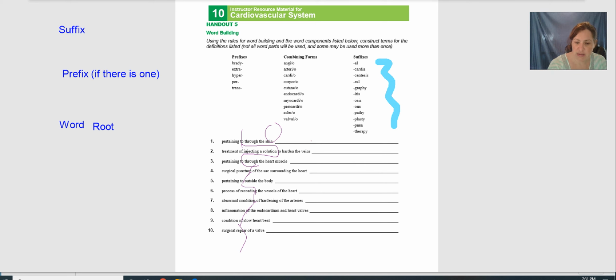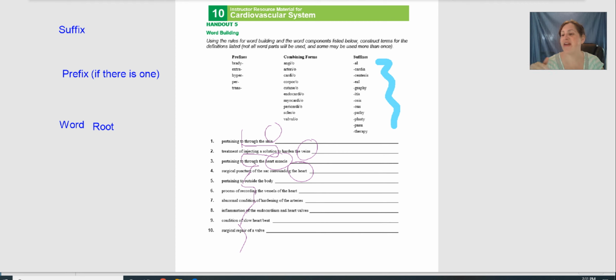So skin, vein, muscle, heart. Meaning if there's anything in the middle, like in number 1, pertaining to is your suffix, skin is your root, but you still have this word through in the middle. That must be a prefix. So, but another one may not have one, like condition of slow heartbeat. Actually, I lied. That one has one too.